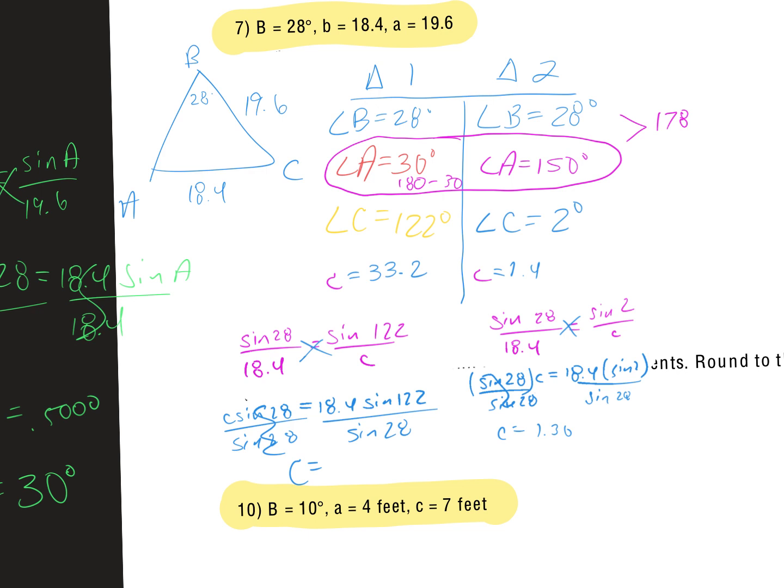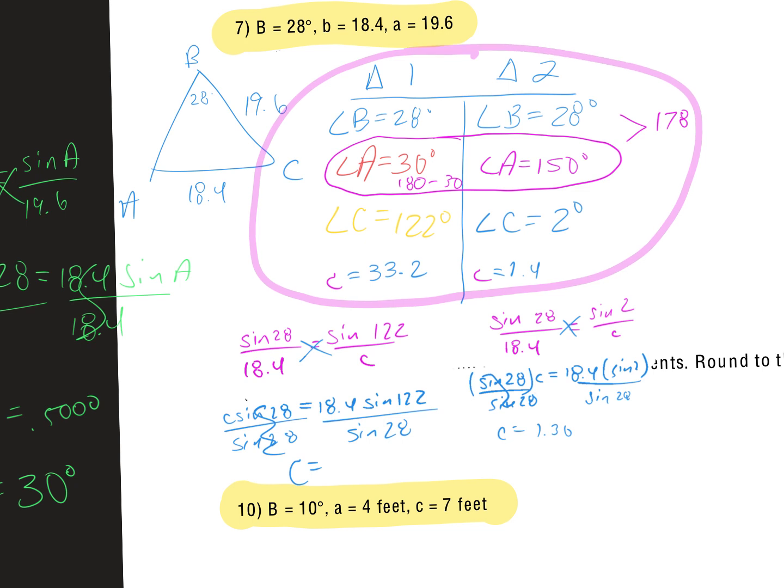Now look, angle C is big in triangle 1, so side C is big in triangle 1. Angle C is teeny tiny in triangle 2, so side C is teeny tiny. But this would be your full answer. You have to show me all of it. That make sense? All right, moving along here.